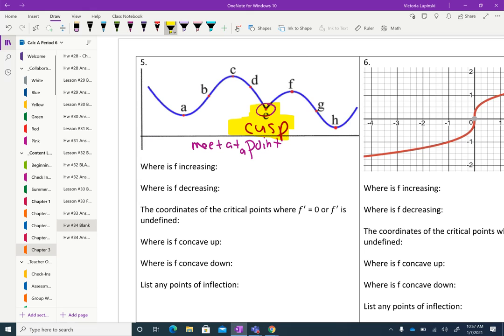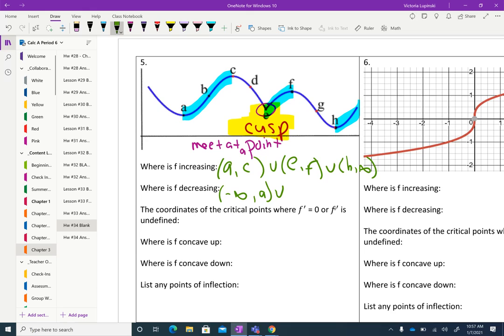As I go from left to right, I'm going to try to identify any places where the graph is increasing. I would say that's here, here, and then here. We're going to assume that the graph goes to infinity. So where is the graph increasing? First from A to C, then from E to F, and finally from H to infinity. The graph has to be decreasing everywhere else. So that would be from negative infinity to A, from C to E, and then from F to H.